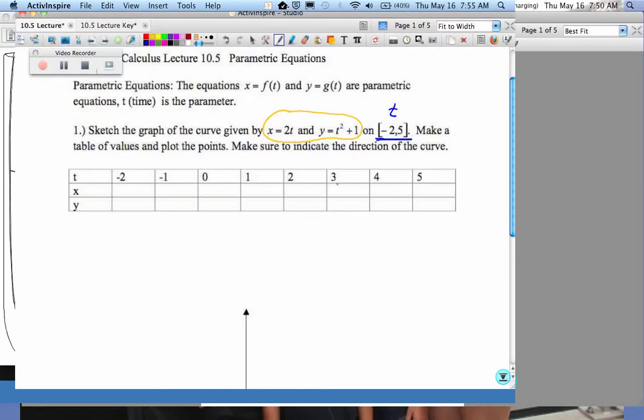So when you plug in -2 into the x, remember we're just doubling the t value. So -2 times 2 is -4, -1 times 2 is -2, 0 times 2 is 0, 1 times 2 is 2, 2 times 2 is 4, 3 times 2 is 6, 8.